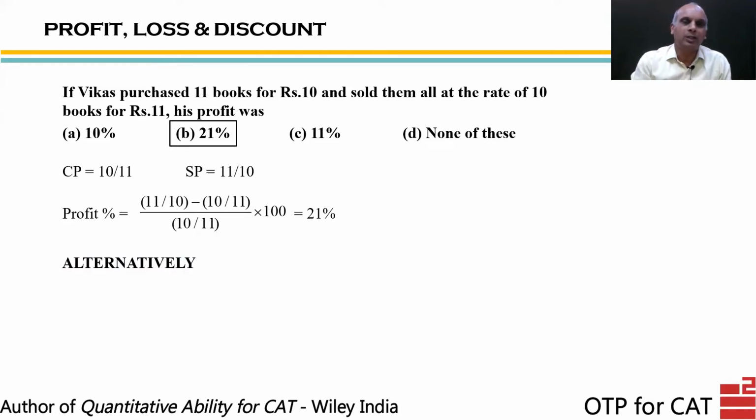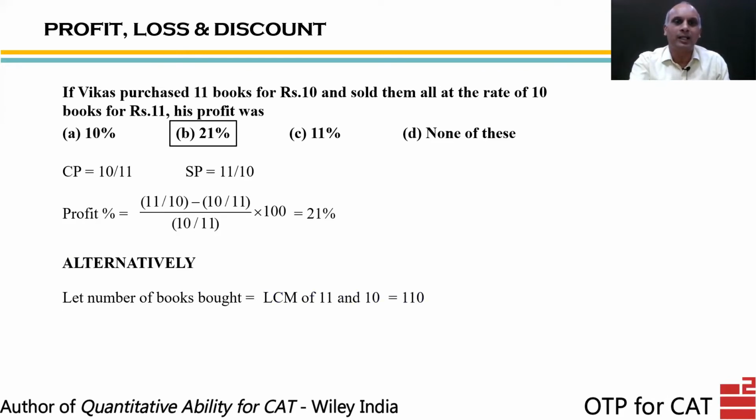However, there is an alternative or a shortcut method to find out the solution of this question. In this case, we will rather take the LCM of the number of books. There are two data given, 11 books, and in the second case, we have 10 books. So we'll take the LCM of 11 and 10.